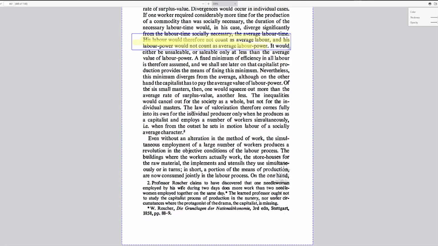I think he says at the end here that the law of valorization therefore comes fully into its own for the individual producer only when he produces as a capitalist and employs a number of workers simultaneously, and when from the outset he sets in motion labor of a socially average character.